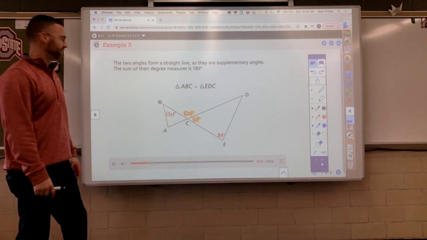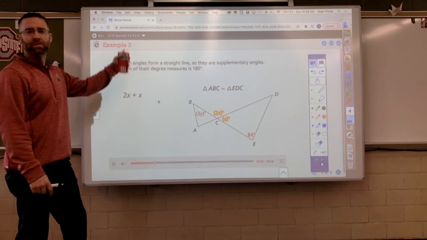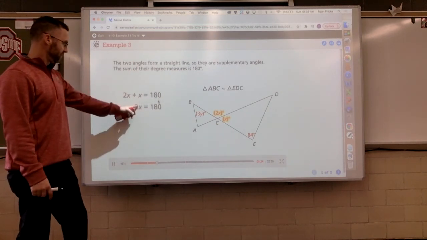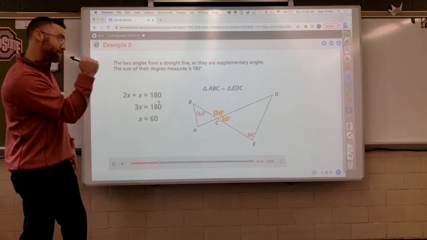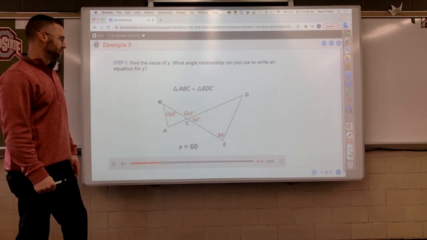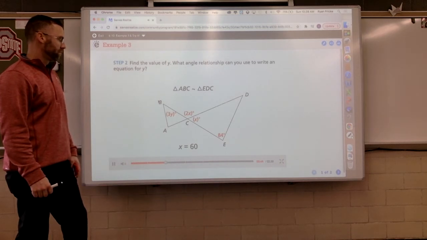That's what we said. This means that the sum of their degree measures must be 180 degrees. Simplify the equation to find that X equals 60. Okay. Now find the value of Y. What angle relationship can you use to write an equation for Y?